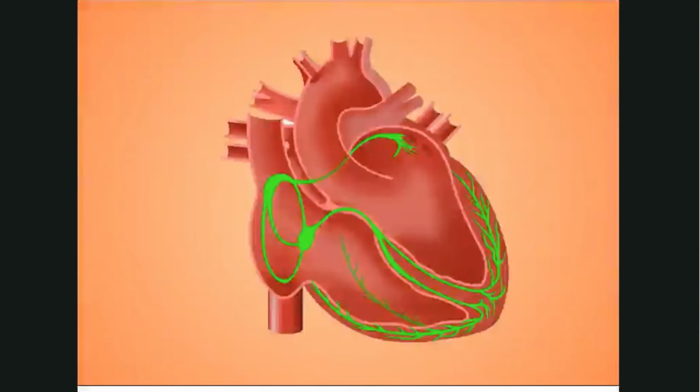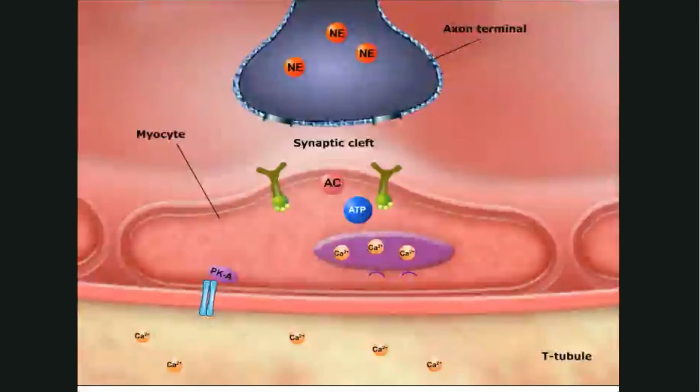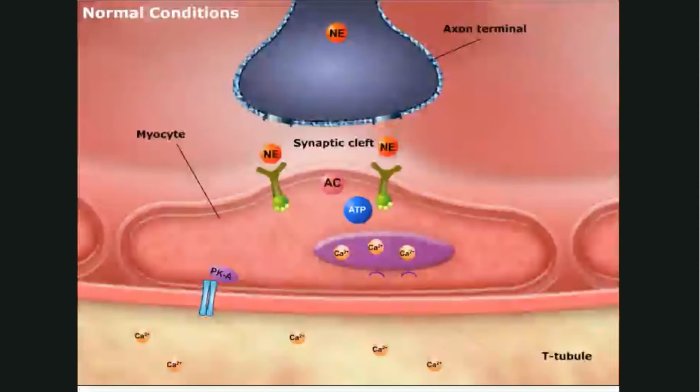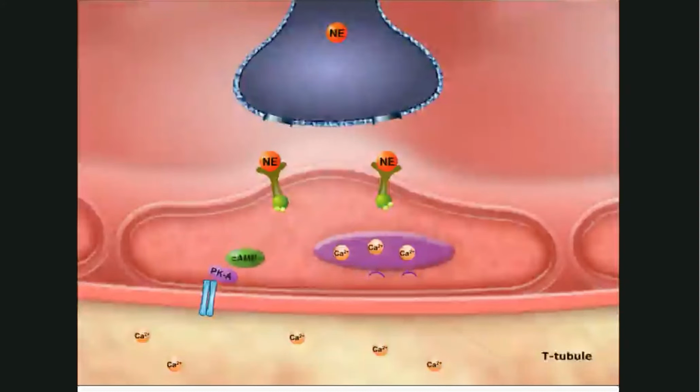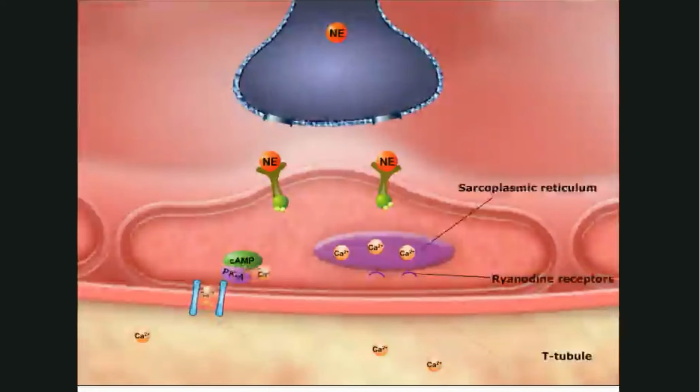Let's take a closer look at the ventricular wall and zoom in on a myocyte to show the action of the Class 2 drugs. Under normal conditions, norepinephrine binds to beta-1 adrenoreceptors on myocytes. Beta receptors are G protein receptors, coupled to GS proteins, which activate adenyl cyclase to convert ATP into cyclic AMP. Cyclic AMP then activates protein kinase A, which then phosphorylates L-type calcium channels. This causes them to open and increase calcium entry into the cell from T-tubules.